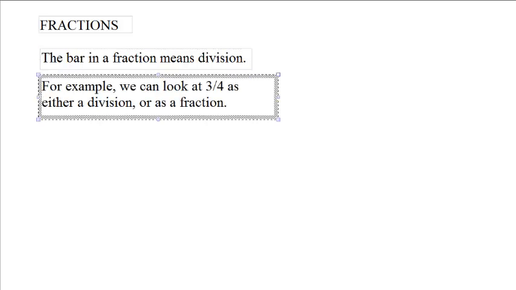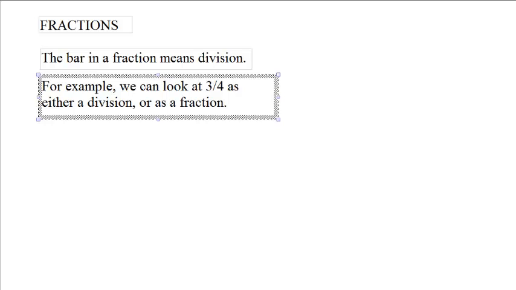Someone says, "Oh, I love multiplying. That's great. Let's undo it. Let's divide." Hey, what's 7 divided by 3? And you're like, 7/3, I don't know how to do that. But here's a nice point: 3/4 could be looked at either as division or as a fraction. We get the exact same answer.